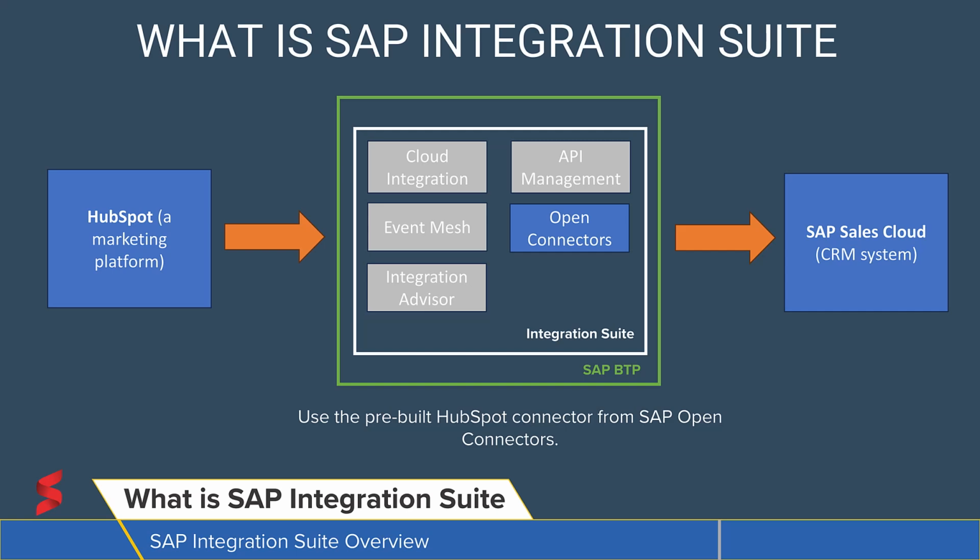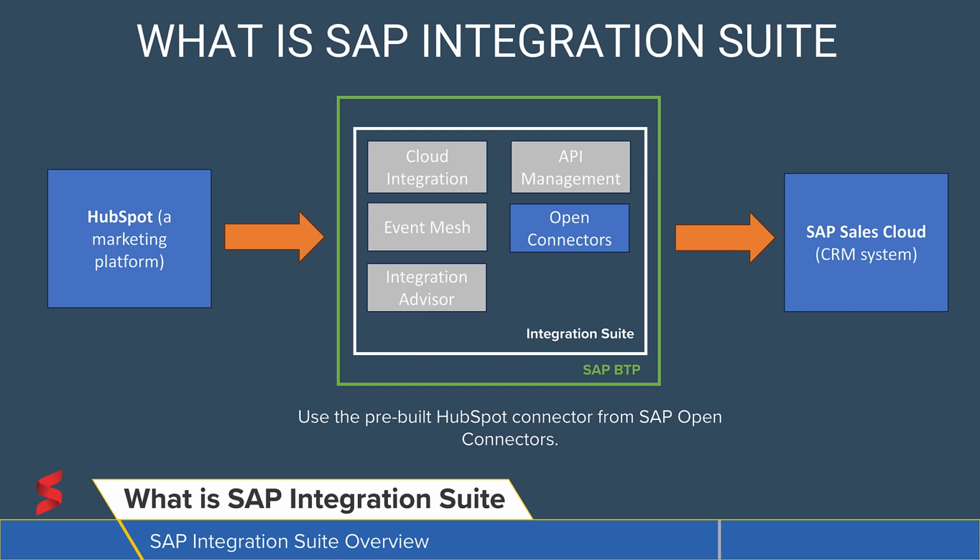The Open Connector connects to HubSpot, which means you can use the pre-built HubSpot connector from SAP Open Connector. You can authenticate and establish a connection with an API key, and you don't need to build a custom connection from scratch. That is the pre-built HubSpot connector, which is already developed by SAP and given to you. When your company uses HubSpot, you can use this connector directly. And how to set up the data flow?